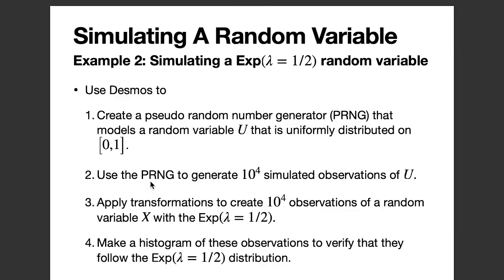And then we'll finally make a histogram of those observations and compare it to the density curve to see that, at least visually, we get a good sense that the observations indeed are following the exponential distribution with parameter lambda equal 1/2. So let's see how it's done.